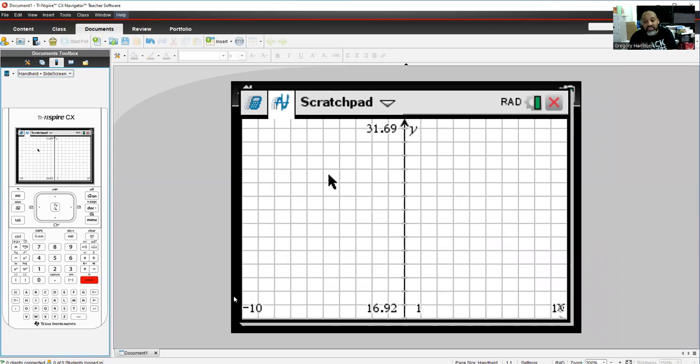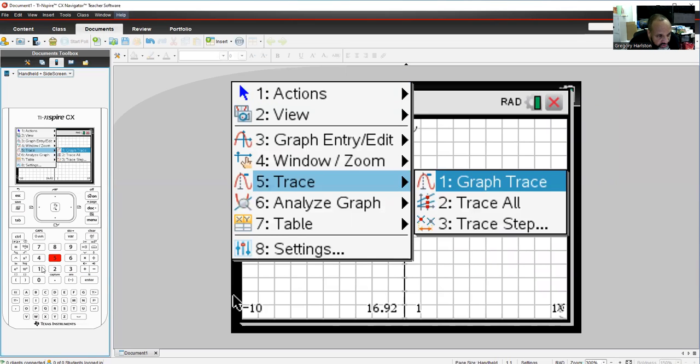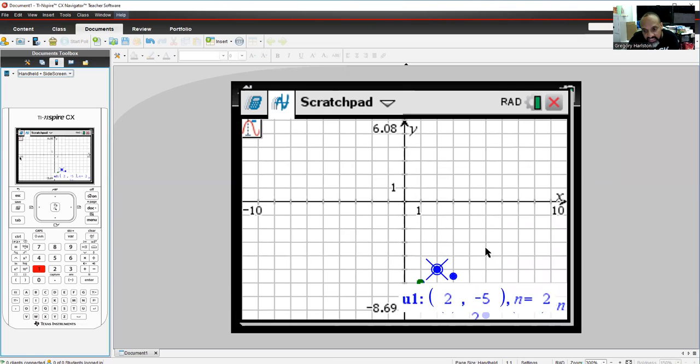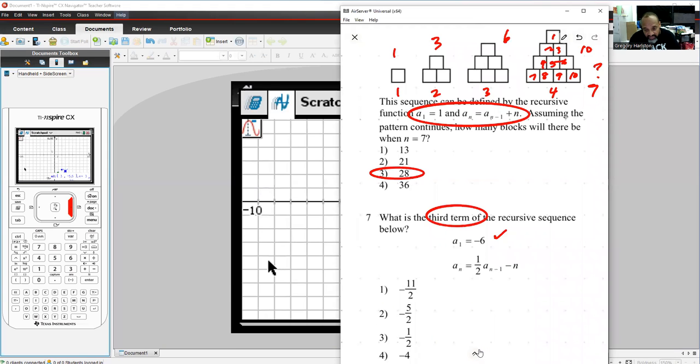There's our sequence. You don't see anything, so use menu 51. And remember, we want the 3rd term. So this one started at the 2nd term, so that's a -5. So I just press the arrow, and it tells me that the 3rd term is going to be a -5.5. Okay, so let's go and see if that's one of our choices. And -5.5 is the same thing as a -11 divided by 2. So that would be my answer.